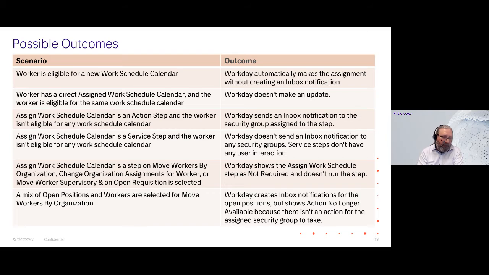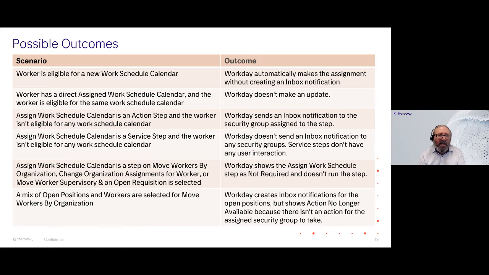So I mentioned some different outcomes that can come along with this, based on what your specific configurations are around your work schedule calendars and so forth, and I've detailed these out again here for you to reference. I won't go into them in too much detail, but it does show what happens if somebody's eligible: they're going to pick up the correct assignment automatically. And what's going to happen if somebody's eligible for more than one work schedule calendar.